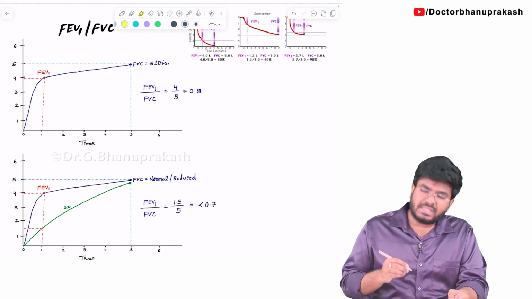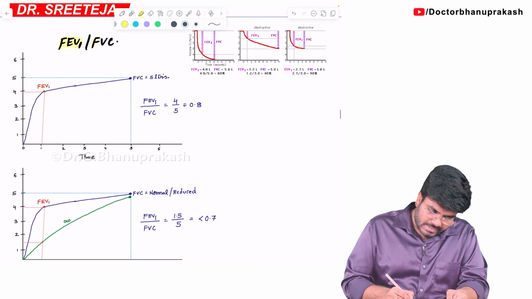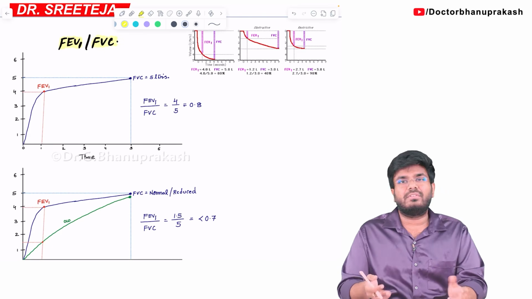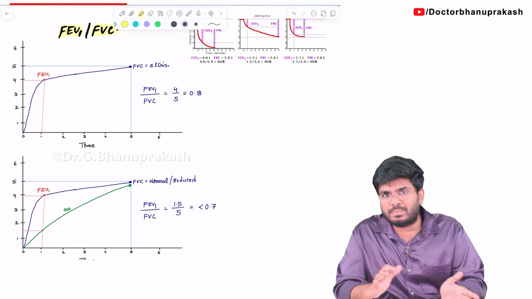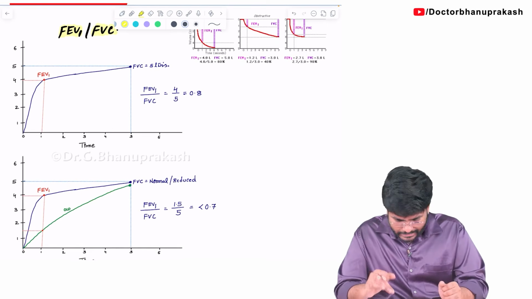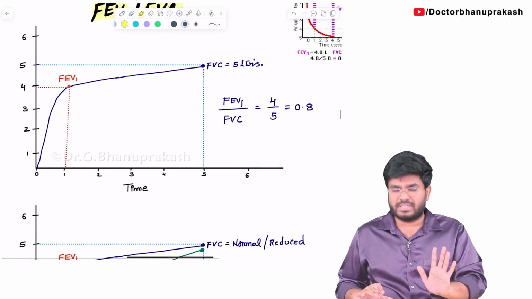Now, first basic thing, sir, what exactly is this FEV1 and what exactly is this FVC? What is the ratio, and how is it helpful for us in differentiating the obstructive pattern from the restrictive pattern? First let me explain what is normal. Step by step I will explain.